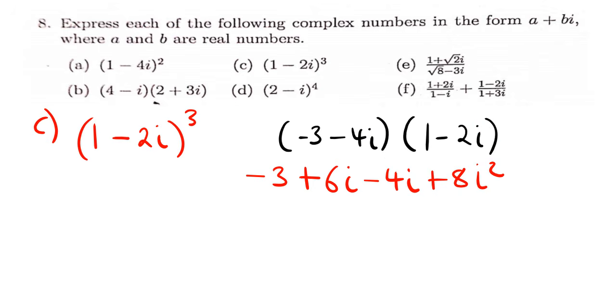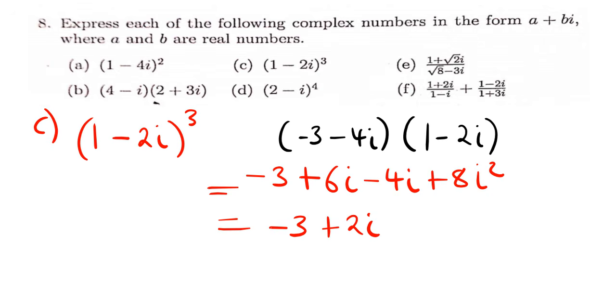Okay, I'm very careful on the i, because if you make a mistake there, your answers are going to be very wrong. So now I'm going to have negative 3i. I've got 6i minus 4i. What does that give me? It's going to give me positive 2i.